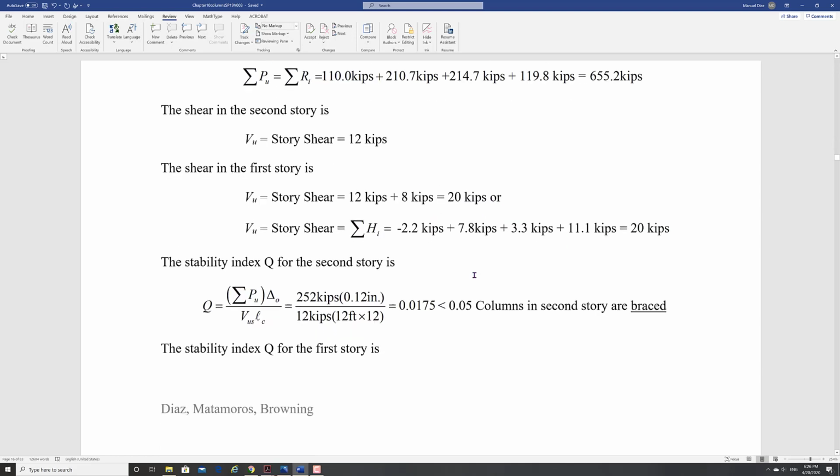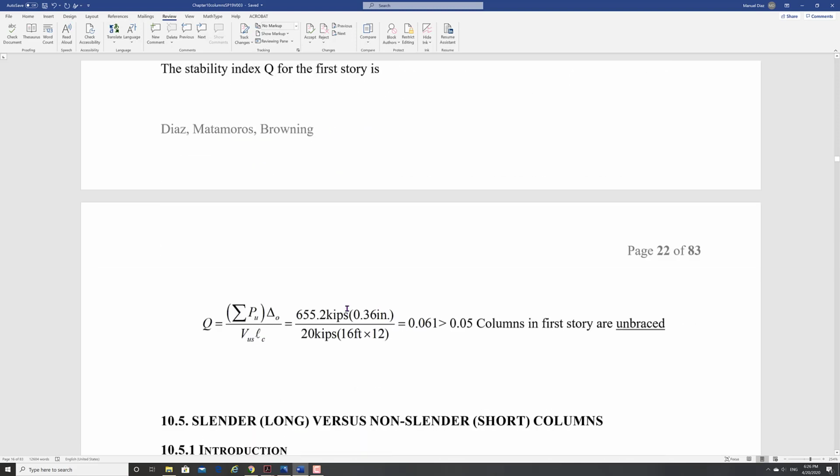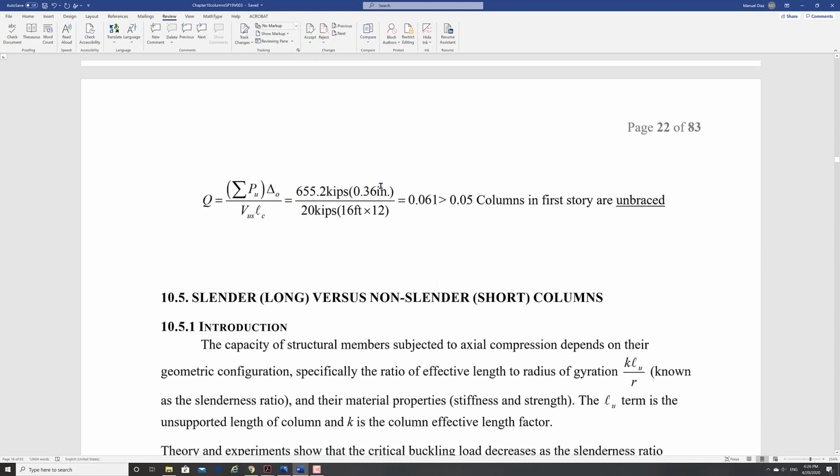Now that I have the values, I find my Q value for the second story. So my forces, my relative displacement, my shear, the length of the column, change it to inches, and it is 0.017, which is less than 0.05. The column is braced. So the top columns are braced. I do the first story, and I got my forces, my displacement, my horizontal shear, my length of the column, and now this is higher than that. My bottom columns are unbraced. So in a building, you can have braced and unbraced columns depending on how they're being set up.